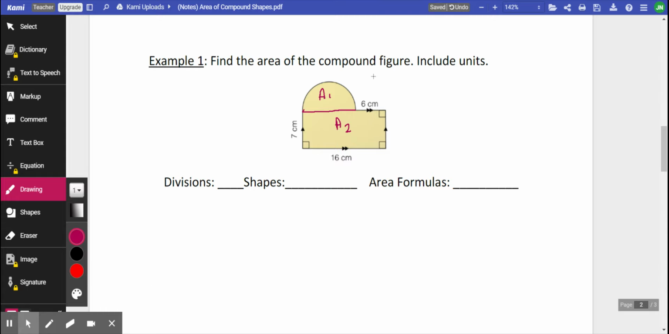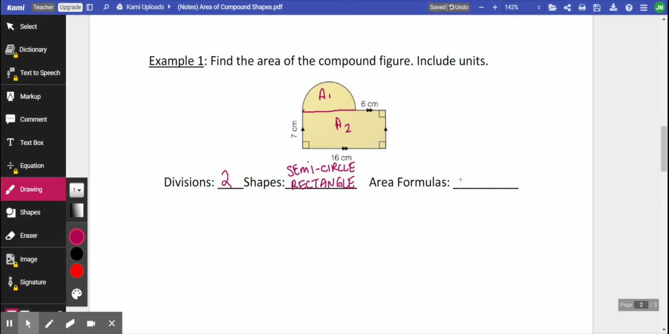Now, what do we need to find the area of that circle up there? Or actually, I should say a half circle. Actually, I think I'm getting ahead of myself. How many divisions did I have? Here I divided it into two different areas. What shapes do I have? I have half of a circle, or a semicircle. Semi is another way of saying half. So I have a semicircle, or a half circle, and I also have a rectangle. These are my two shapes.